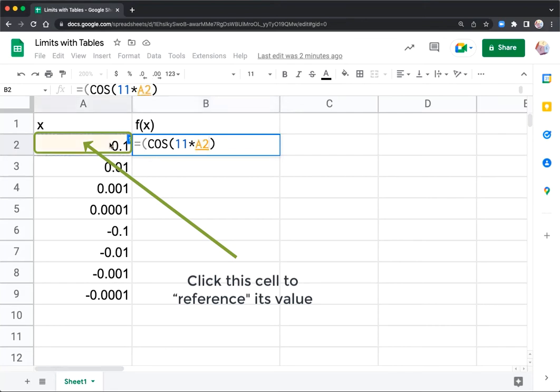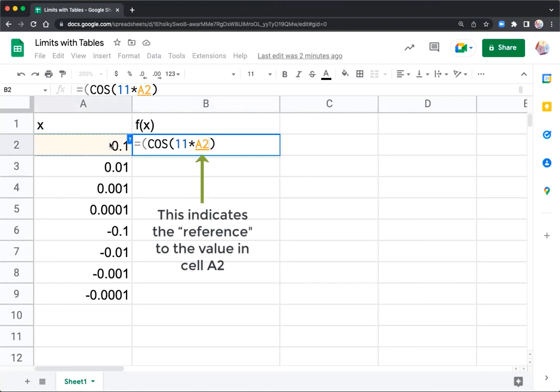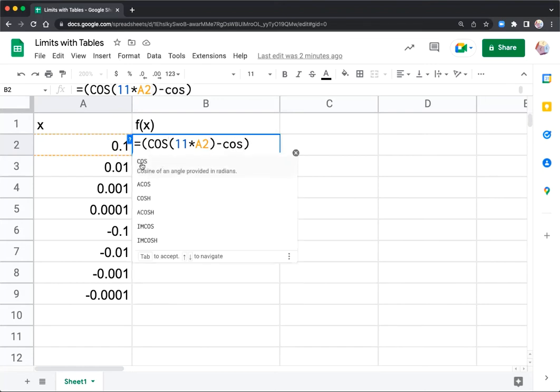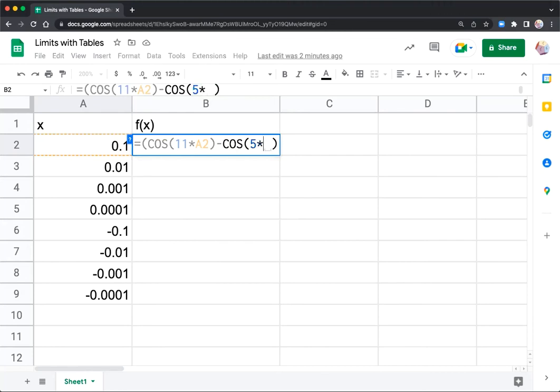And notice that in a different color, the spreadsheet has put A2. So I've referenced whatever the value in that cell is. Right now, that value is 0.1, but I've just referenced the cell. Okay? Then I'm going to close those parentheses because that's what I'm taking the cosine of, 11 times that value of A2, and then subtract cosine, do the same thing, 5 times reference the cell and the parentheses. Okay, so that's how I tell it: take the cosine of 11 times the number in that cell, A2, minus the cosine of 5 times the number in that cell, A2.